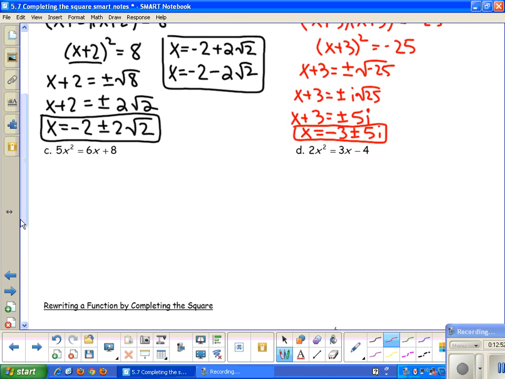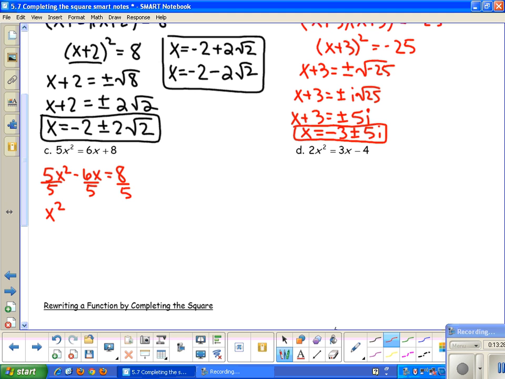Now for this next problem that we have for C, again, I would want to get everything together. If I try to factor this equation, it's not going to factor, so that means I have to complete the square. So I want to take that linear term to the other side. So I have 5x squared, and then I have minus 6x equals 8. Now remember, we said that you can only complete the square when your leading coefficient is 1. Right now our leading coefficient is not 1, it's 5, so that means I have to divide each of these terms by 5 in order to complete the square.